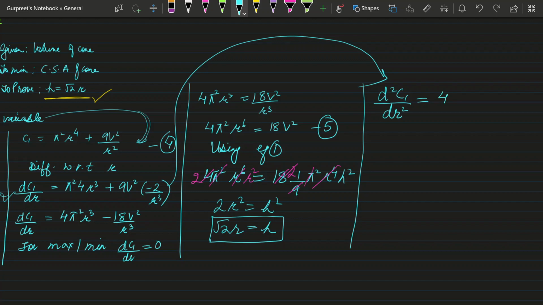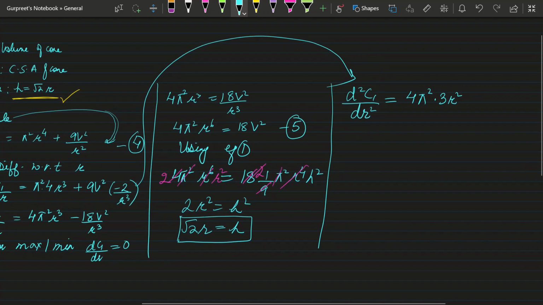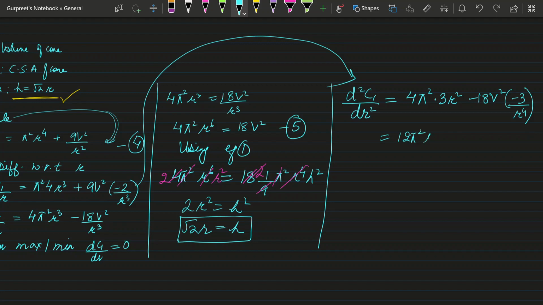So 4 pi square is constant as it is. Derivative of R cube will be 3R square. Now minus 18V square as it is. Derivative of R raised to the power minus 3 is minus 3 into R raised to the power minus 4, so you are left with this. So this is 12 pi square R square plus 54 V square divided by R raised to the power 4. You can see that everything is square, square here, square here, square here, which means it has to be positive.